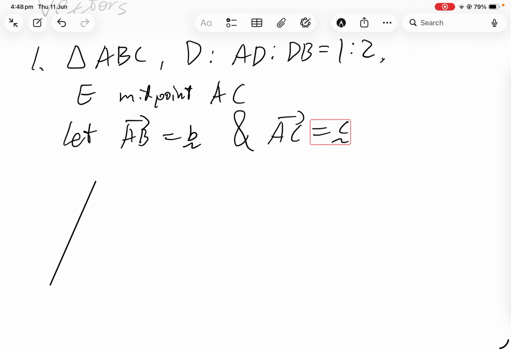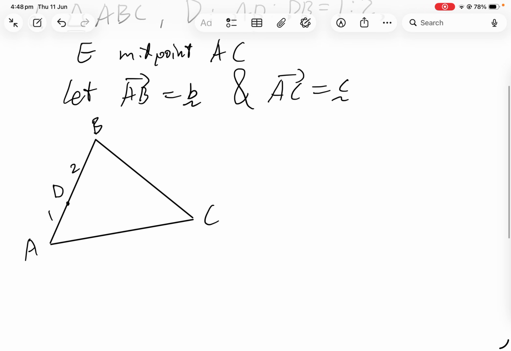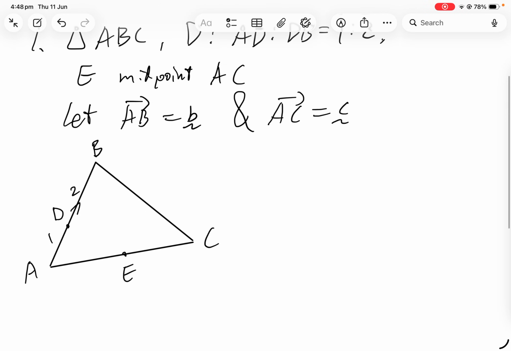Let's draw that. Random triangle. It's a very bad triangle. Let's make it bigger. Okay, A, B, C. So AD, DB, so D is in between A and B. AD is 1, so D is here, 1, 2. And then E is the midpoint of AC, so E must be here. And then AB is b. I'm too used to A and B.